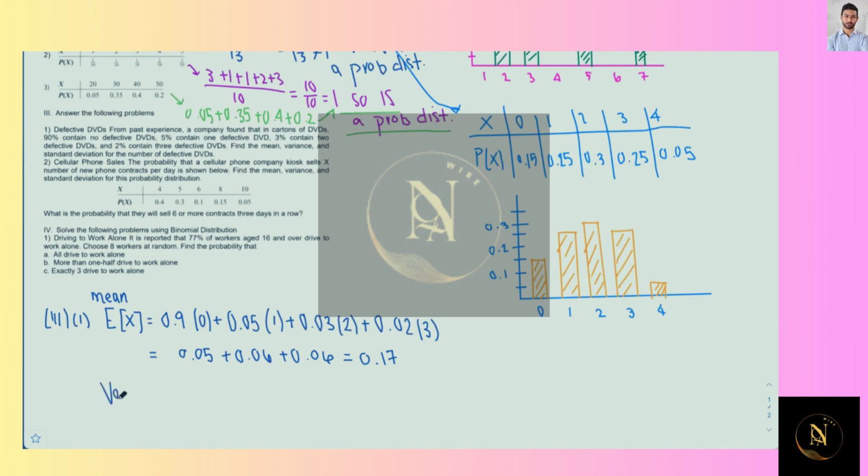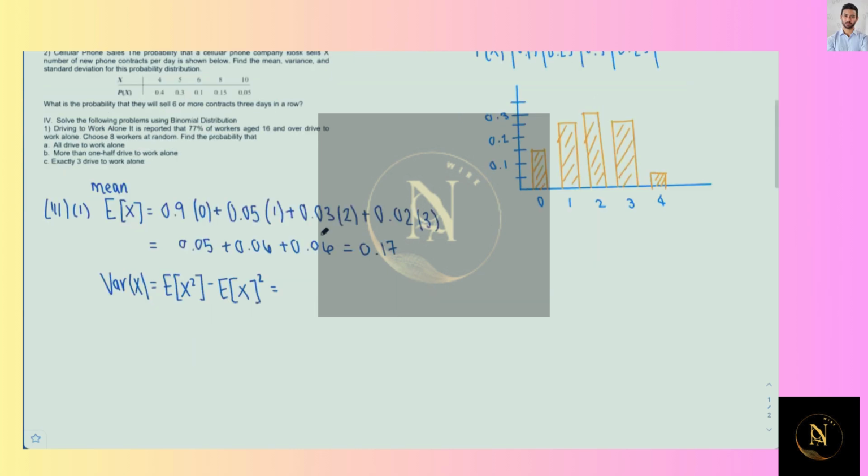The variance is going to be equal to the expected value of the square minus the square of the expected value. So we take the same calculation here, but instead of multiplying by the number of defects, we multiply by the square of number of defects to calculate the expected value of x squared. Square this, square this, square this, and square this. And then minus the expected value, 0.17 squared.